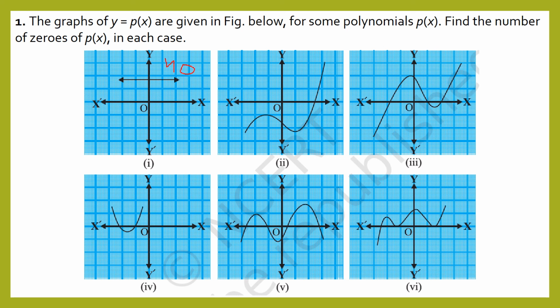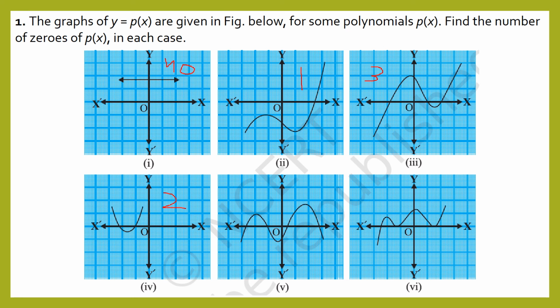In the second problem, we have a curve cutting the horizontal axis at just one point. So there will be just one zero. In the third problem, the curve cuts the horizontal axis at 3 points. So there will be 3 zeros. In the fourth problem, this is a parabolic curve. Seems like it's a quadratic equation. And it cuts the horizontal axis at 2 points. So there will be 2 zeros.